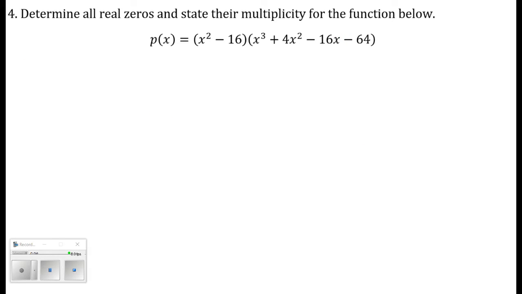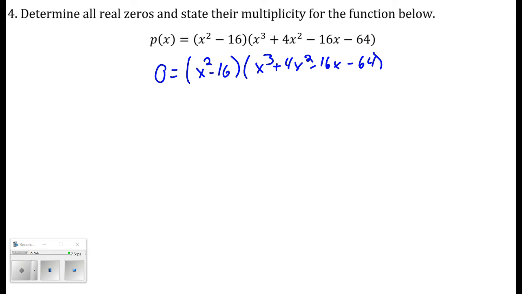Number 4: determine all real zeros and state their multiplicities for the function below. I want to find the zeros, so I'm going to set it equal to 0. When we solve polynomial equations, I want it set equal to 0, and I want it in factored form. I could apply the zero product property right now, or I can factor these expressions some more. That's the difference of perfect squares, and I'm going to clearly have to do some grouping here.